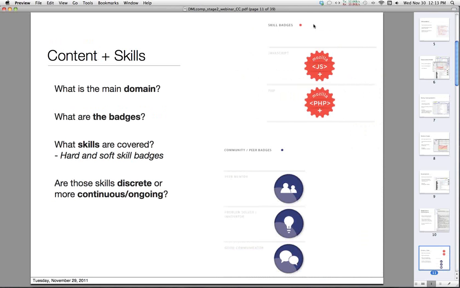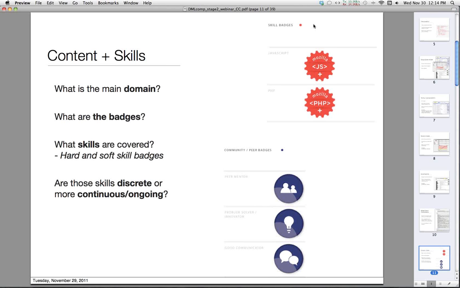The first one I want to go through is the content and skills. So what is the primary domain that you're covering with your badge system? And what are badges that might be associated with that? What skills do you want to cover? Are there hard and soft skills? Are you just focusing on hard skills, or are you just focusing on soft skills?